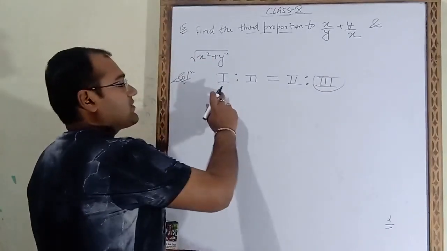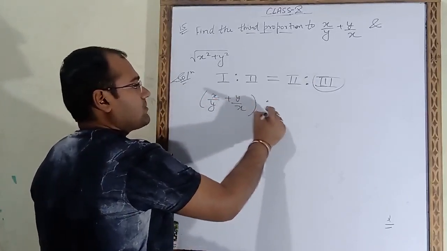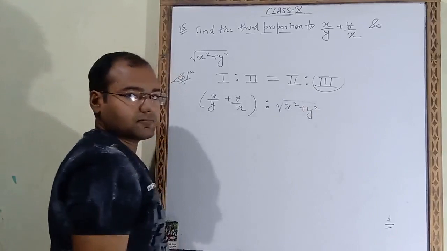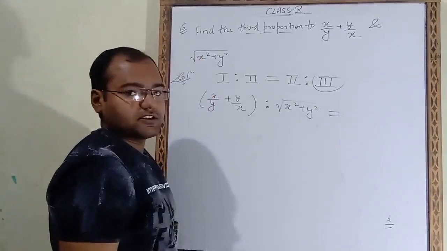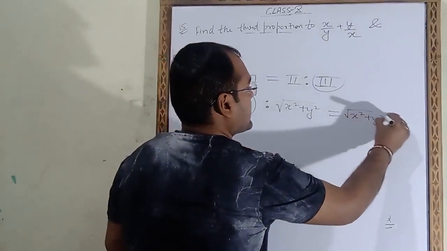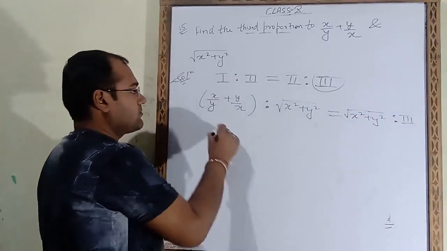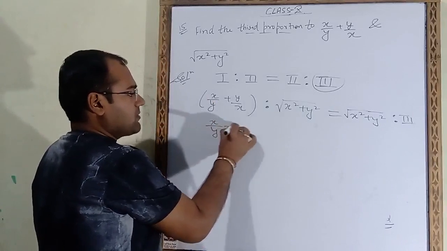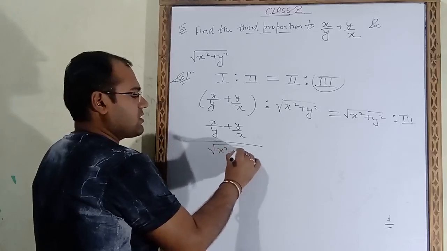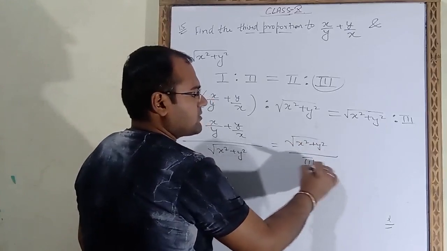So first, what is the first number? First number is x upon y plus y upon x, ratio second, the square root of x square plus y square, is equal to second number, square root of x square plus y square, ratio third. Now we will write in upon form. x upon y plus y upon x, upon square root of x square plus y square, is equal to square root of x square plus y square upon third.